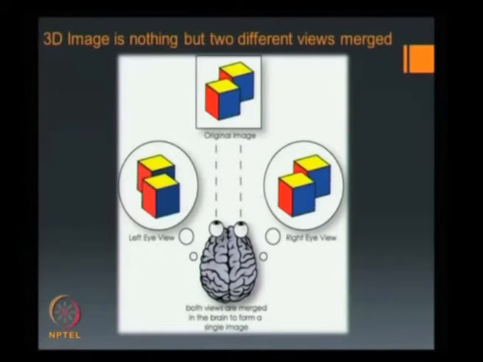EE10B052. Today I have come here to explain how 3D glasses work. Our eyes are placed apart by a small distance. And so here the right eye sees more of the blue side and the left eye sees more of the red side. The brain then merges both the views to give us the perspective of a 3D object.